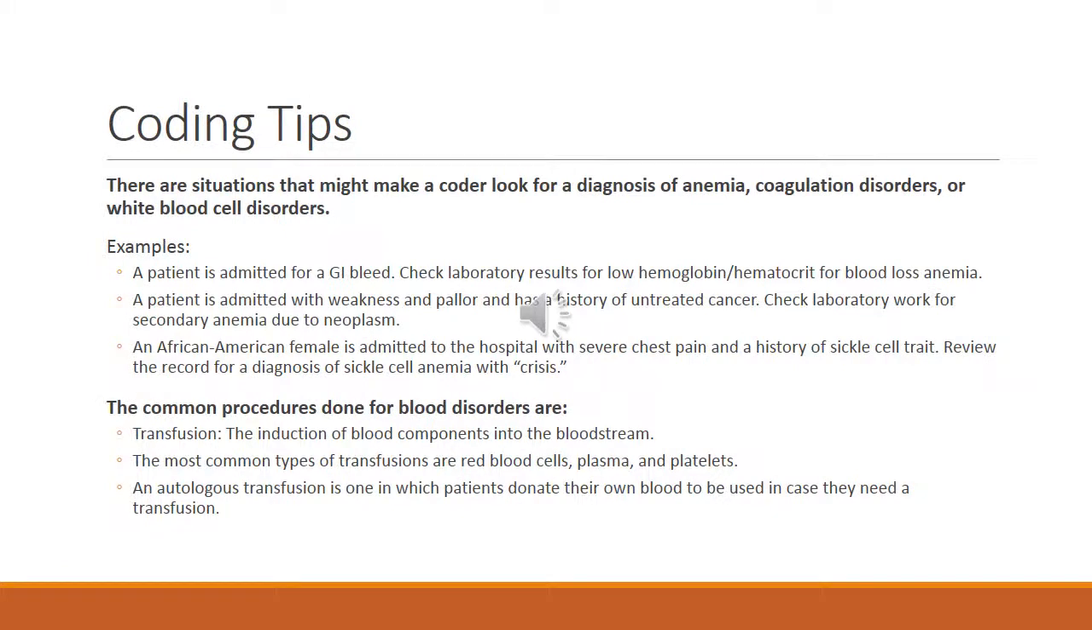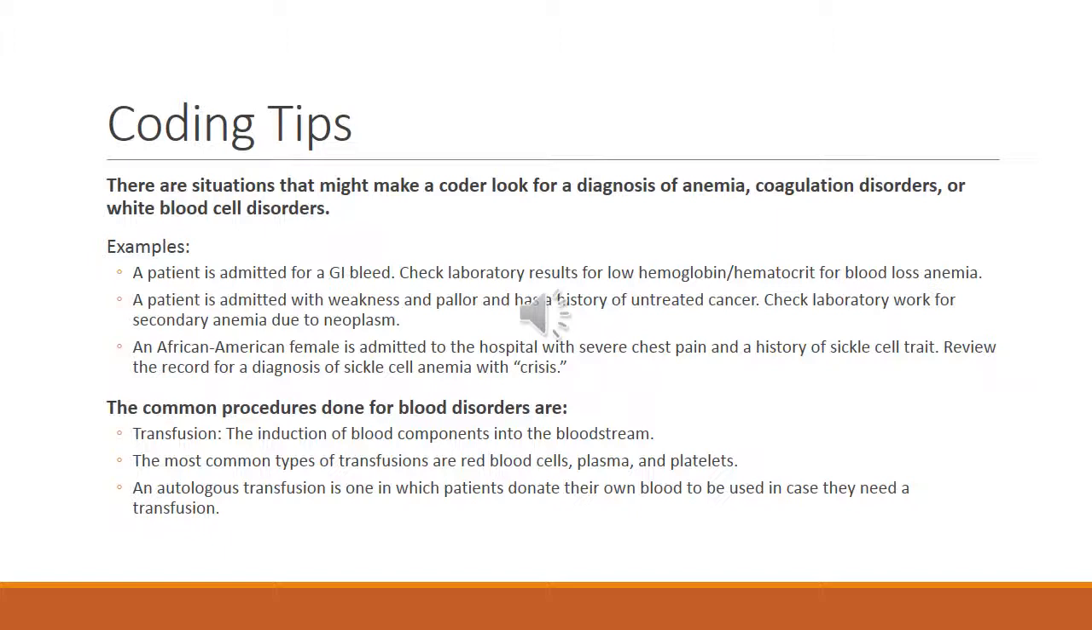Now, here are some coding tips for this chapter. There are situations that might make a coder look for a diagnosis of anemia, coagulation disorder, or white blood cell disorders. Examples would be: 1. A patient is admitted for a GI bleed. You might want to check laboratory results for low hemoglobin and/or hematocrit for blood loss anemia.